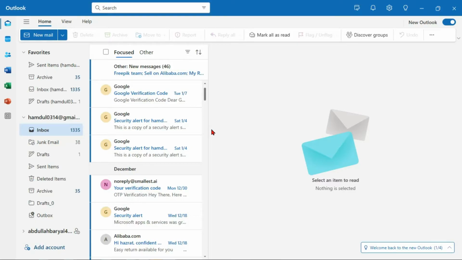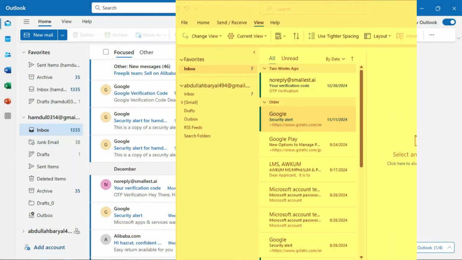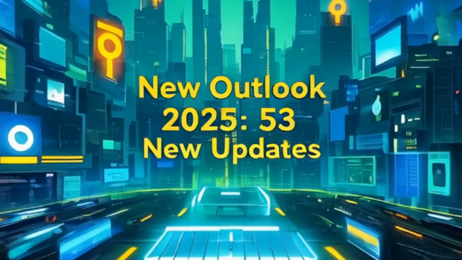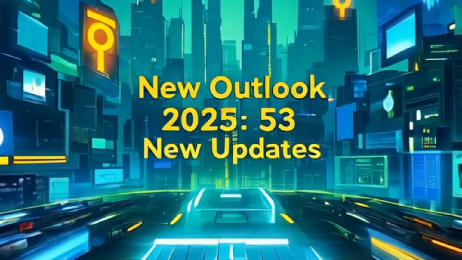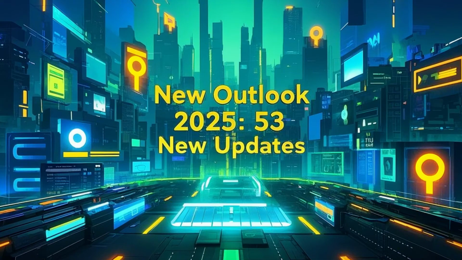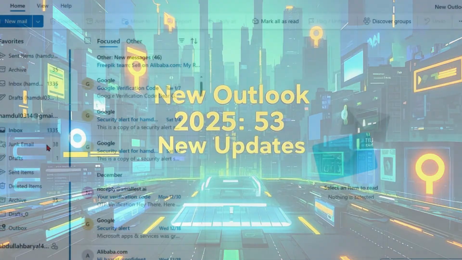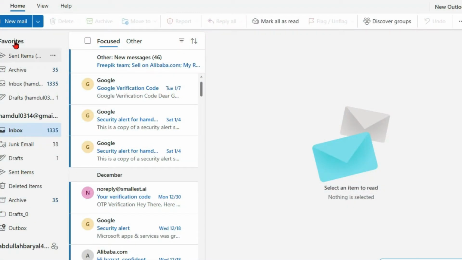Since its launch, the new Outlook app has faced mixed reviews, with many users missing features from the classic version, but Microsoft is stepping up its game with 53 new updates in the pipeline. The future of Outlook is looking brighter than ever. Here are the top 9 features rolling out soon and how they will change the way you manage your inbox.